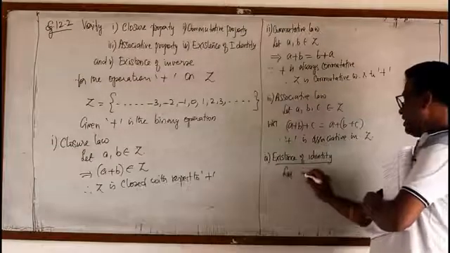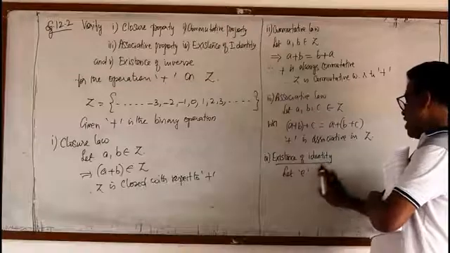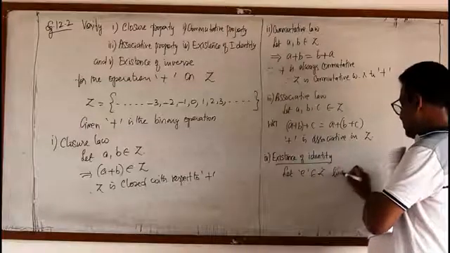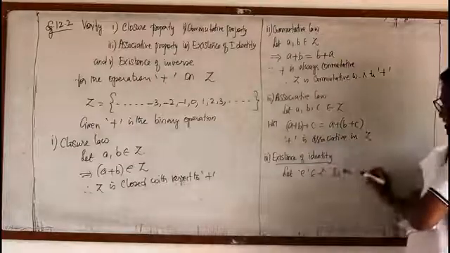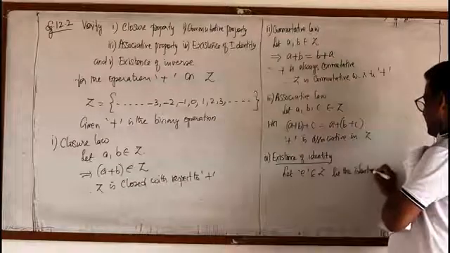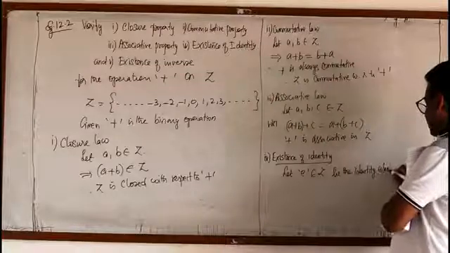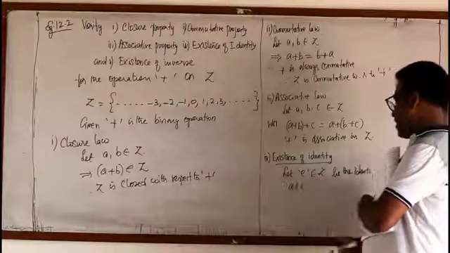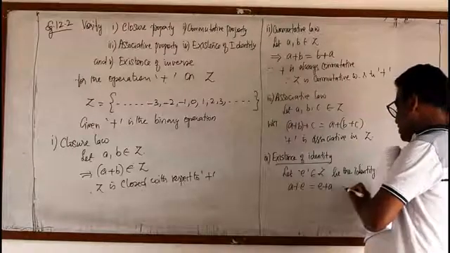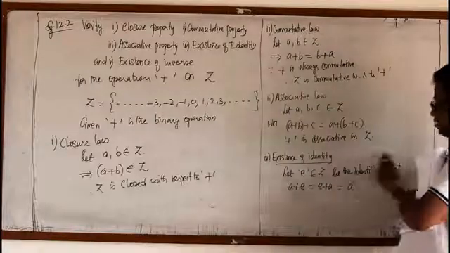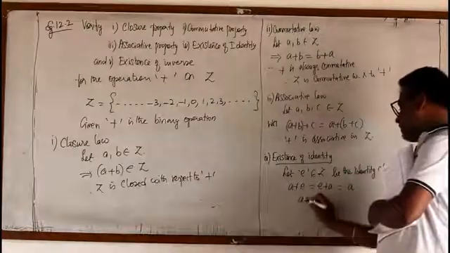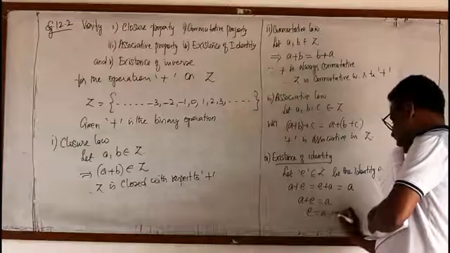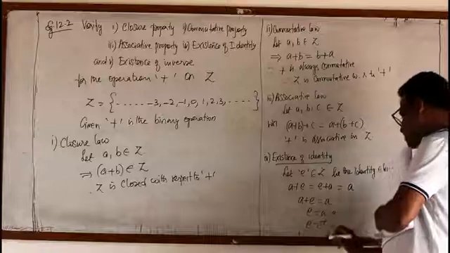Let me introduce an element e belongs to Z, be the identity element. So let me take the identity element as e. That means either a plus e or e plus a equal to a. So let me take the first element, a plus e equal to a, so e equals a minus a, e equals 0.